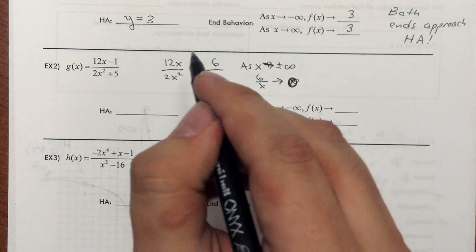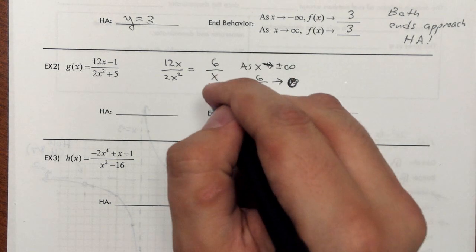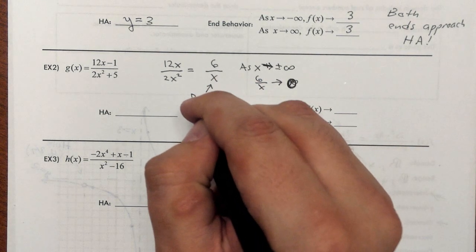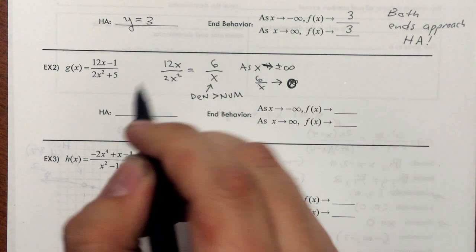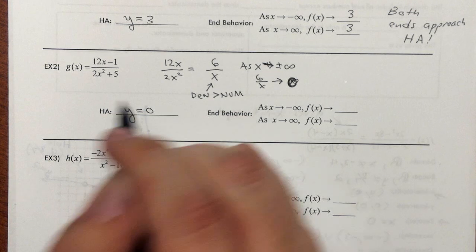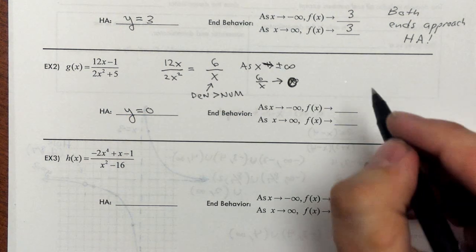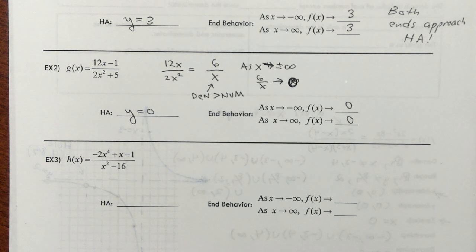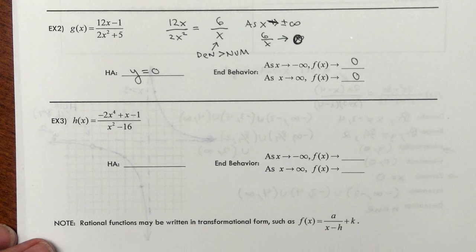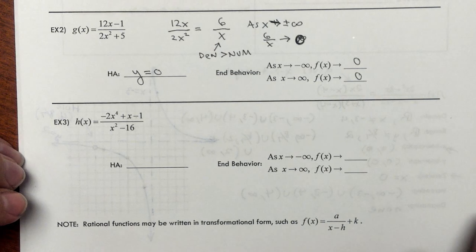The denominator is a greater degree, which means the horizontal asymptote is y equals 0. So that means both ends will approach y equals 0. Take a look at one more right here. Example 3. h of x equals negative 2x to the 4th plus x minus 1 over x squared minus 16.